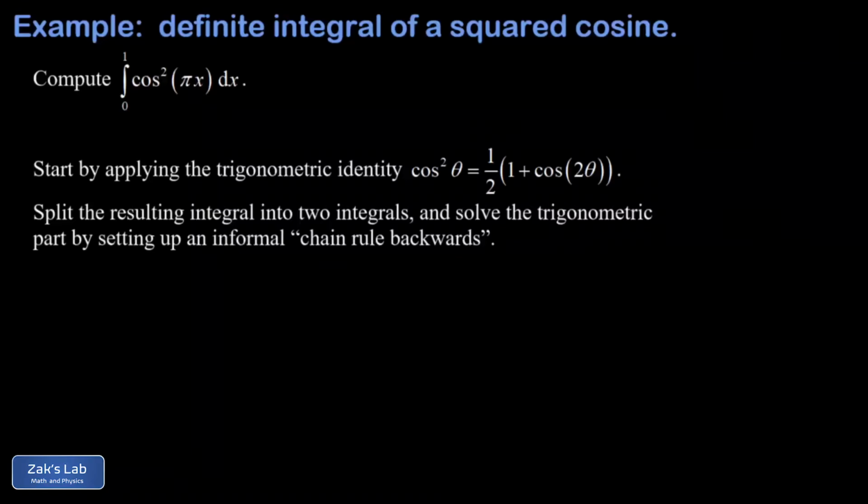In this problem, we're integrating the square of the cosine of pi x on the interval 0 to 1. And we're given pretty explicit instructions on how to do it. We're told to apply the trig identity, where the cosine squared of an angle is 1/2 times 1 plus the cosine of twice the angle.